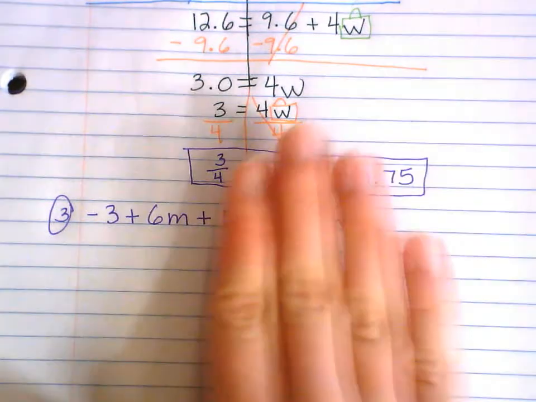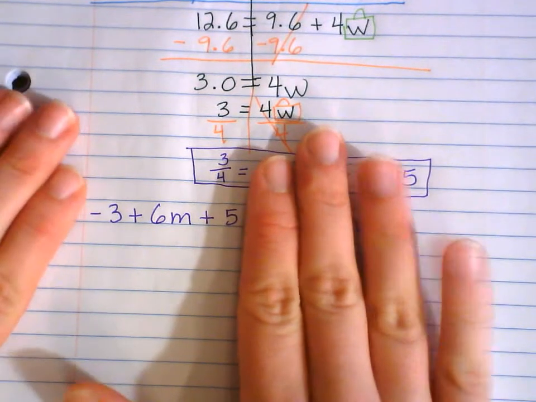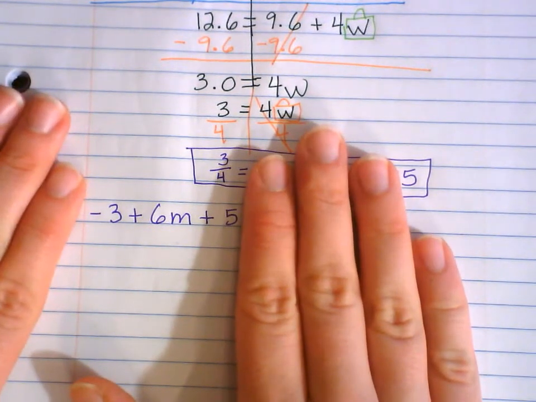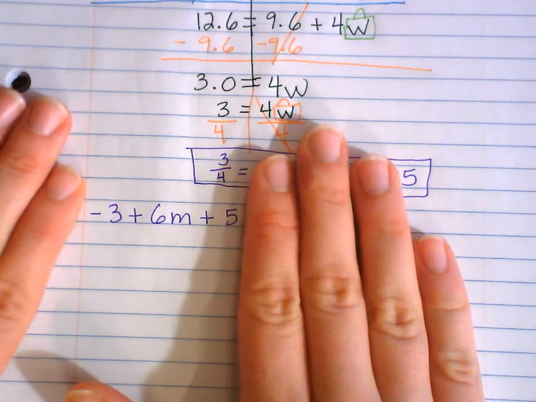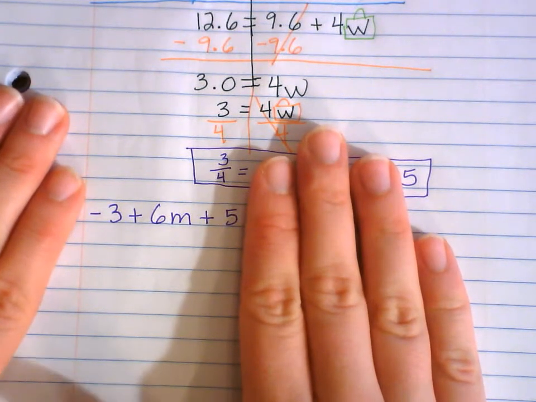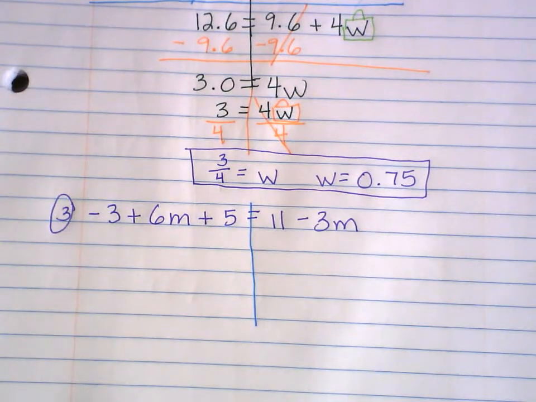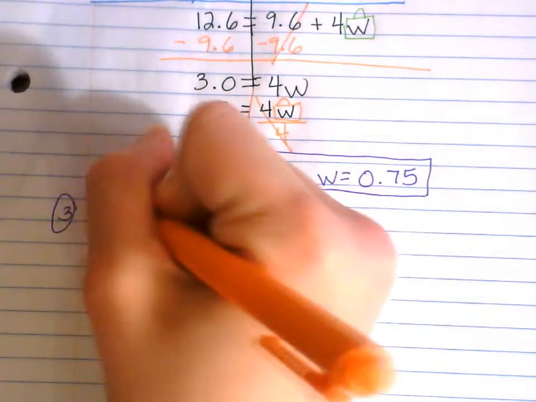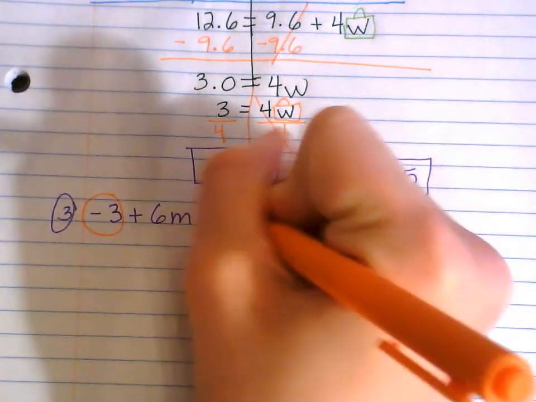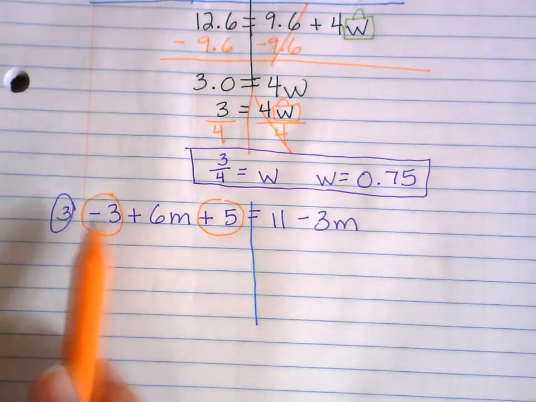So now just look at the left side. Is there anything that we can combine right off the bat? Yes, the negative 3 and the 5. Why can we combine the negative 3 and the 5? Because they're constants. They don't have variables. 6m has a variable. You cannot combine that by adding or subtracting. But the negative 3 and that positive 5, neither one has a variable. We can put them together.